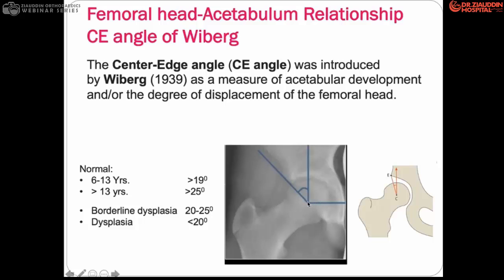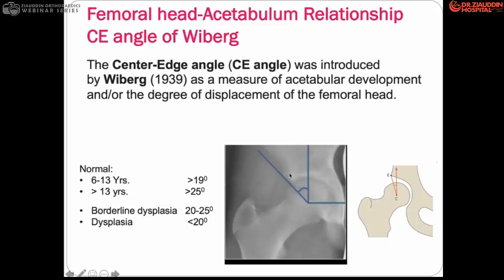So it is the center point where the physis and epiphysis unite. From the center, take a vertical line up, and another line from the angle of the acetabulum here. This indicates the CE angle. From 6 up to 13 years, it is greater than 19 degrees.